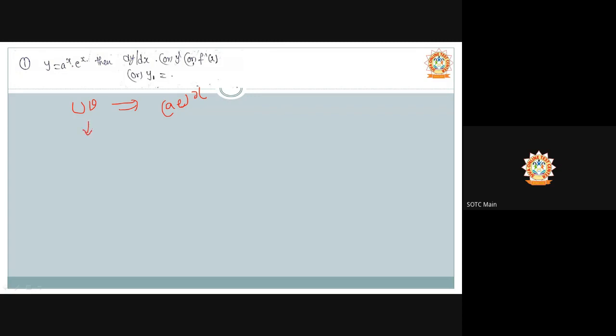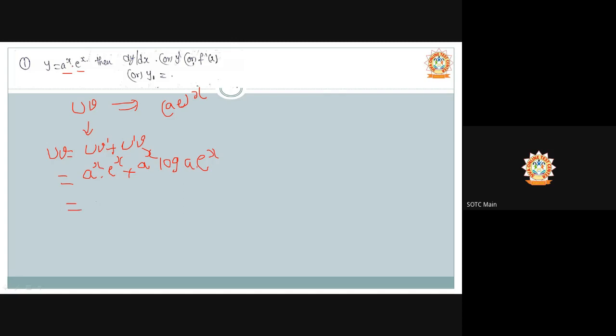So first try to expand using the uv rule. What is the uv rule? That is uv dash plus u dash v. So what is u? Let us suppose u is a power x, into v dash. V dash means differentiation of v. Differentiation of e power x is e power x. Plus u dash. What is u dash? Differentiation of a power x is a power x into log a. And v is e power x.